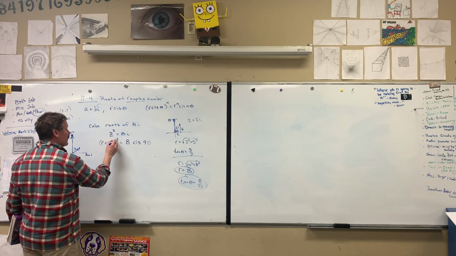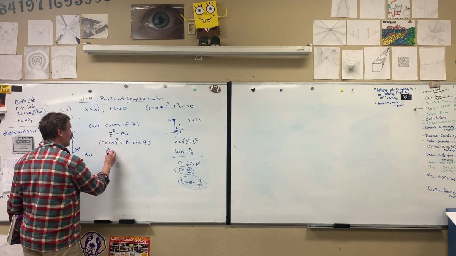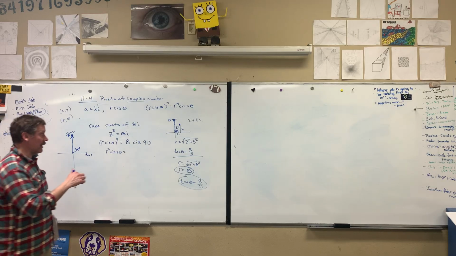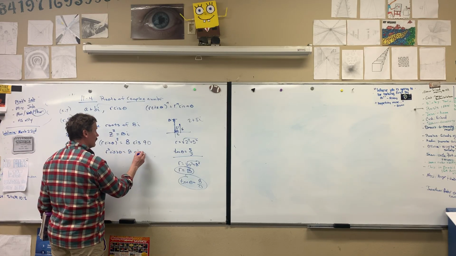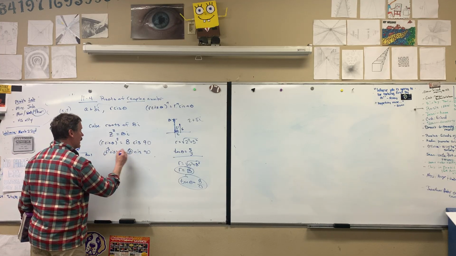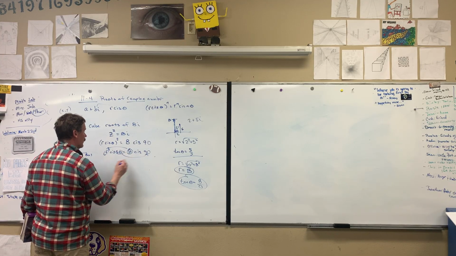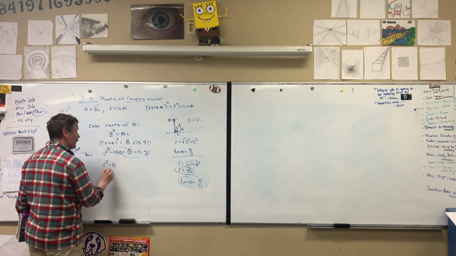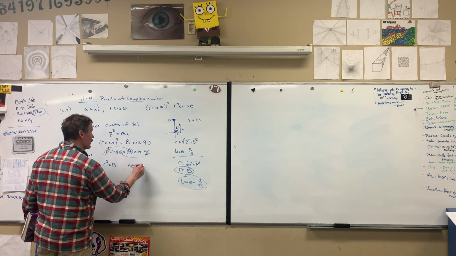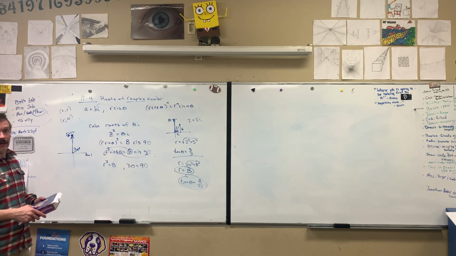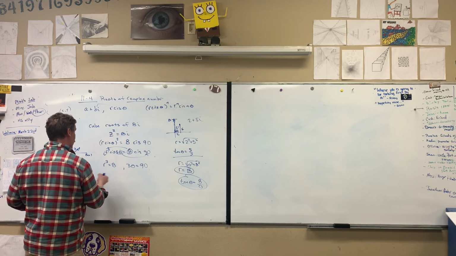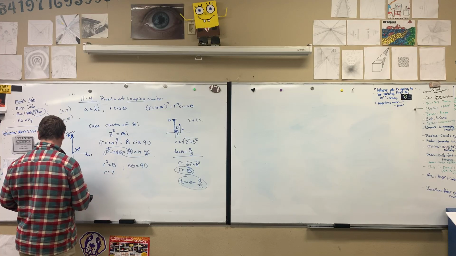Now, what we know here is this is r cubed cis 3 theta, if you do DeMoivre's theorem on the left-hand side, and then 8 cis 90, okay? So we can take r cubed and 8 and connect those, and 3 theta and 90. So r cubed is equal to 8, and 3 theta is equal to 90, right? Now, r cubed is equal to 8. What do you get out for that? 2. So r is equal to 2.